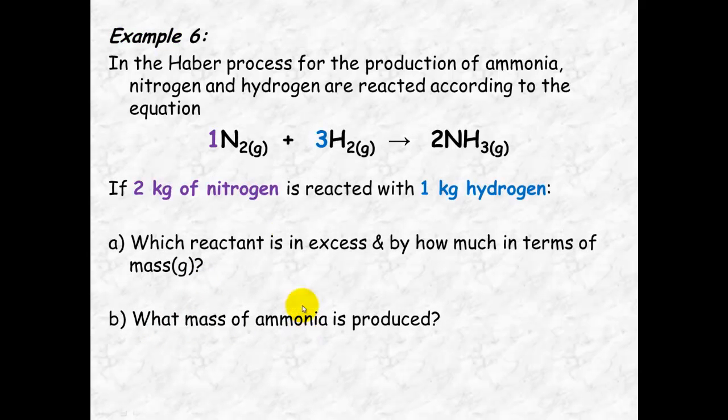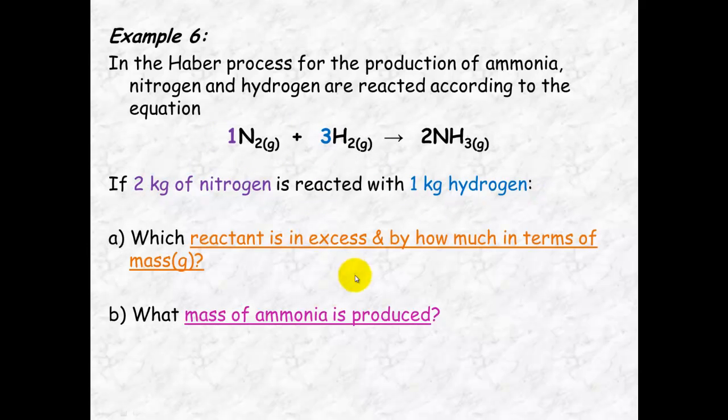Okay. So the first thing we want to do is look at the important parts of the question. So we can see here that 2 kilograms of nitrogen, here's our nitrogen, will react with 1 kilogram of hydrogen, here's our hydrogen. It reacts in a 1:3 ratio. We're trying to find out what's in excess and by how much in mass, and then there's a second part of the question to work out the mass of ammonia.